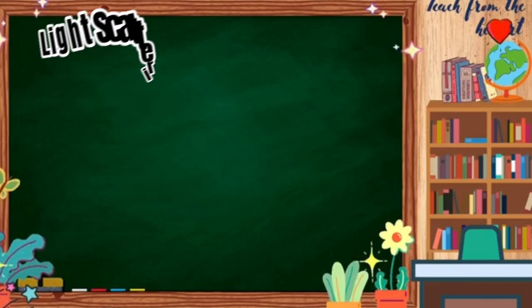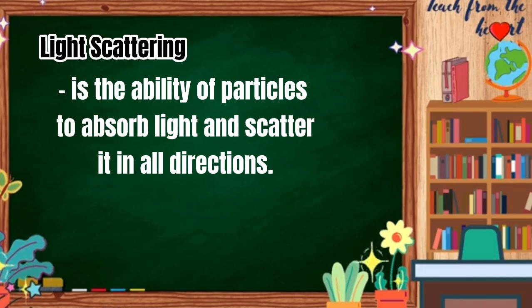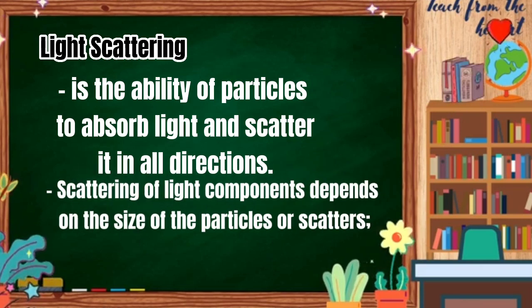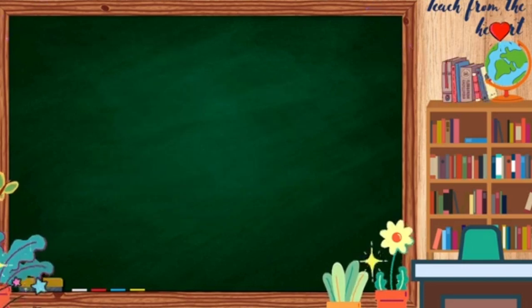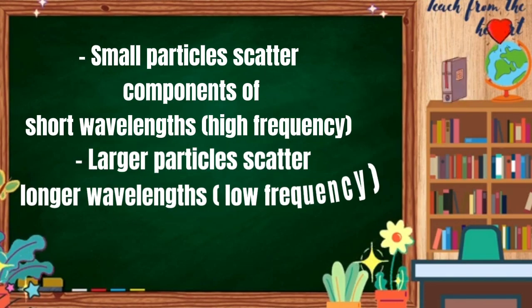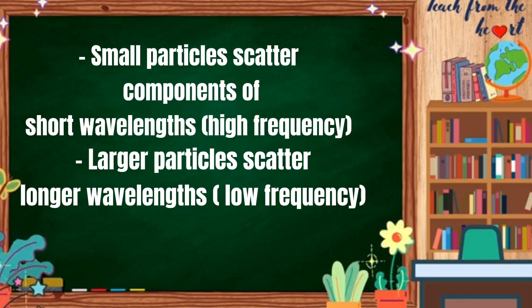Now let's proceed to scattering. Scattering is the ability of particles to absorb light and scatter it in all directions. Scattering of light components depends on the size of the particles or scatterers. Small particles scatter components of short wavelengths, which have high frequency, while larger particles scatter longer wavelengths, which have low frequency.